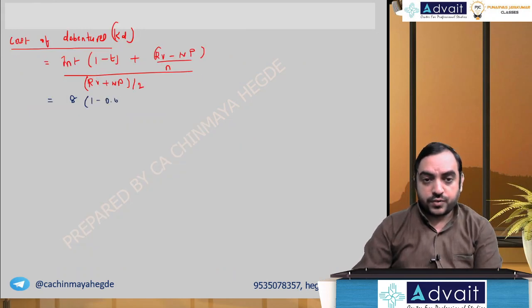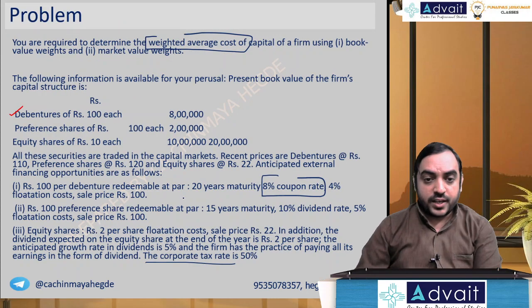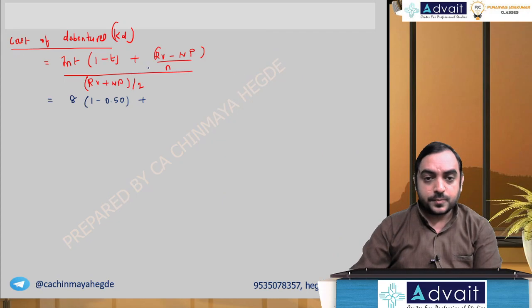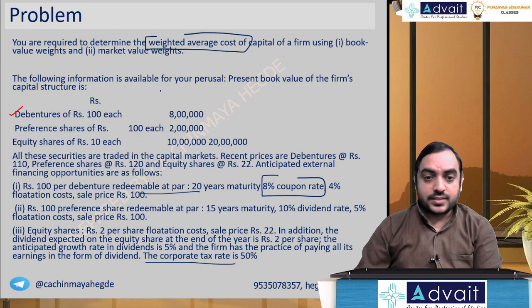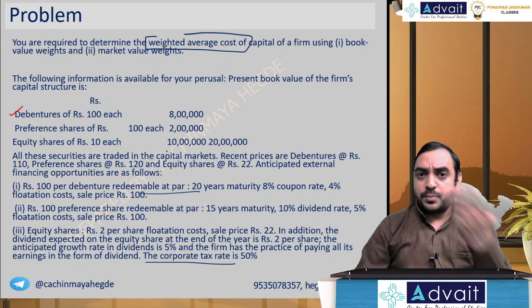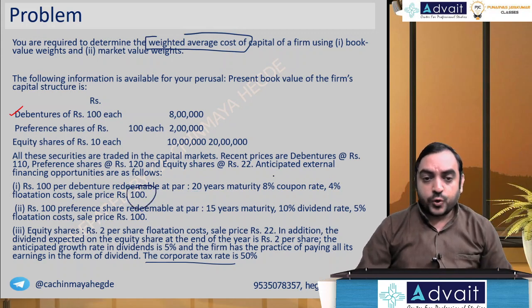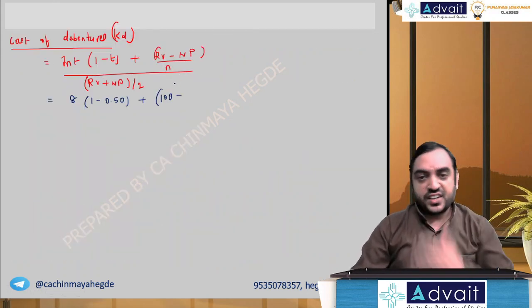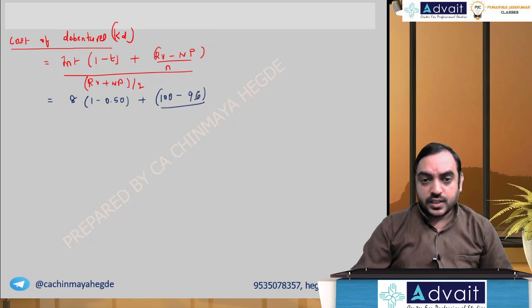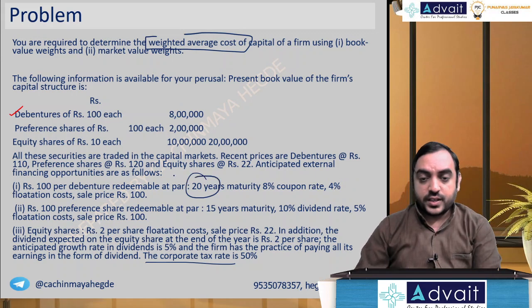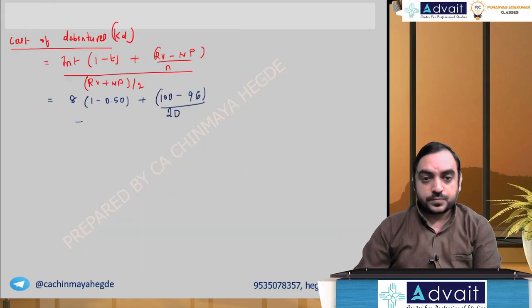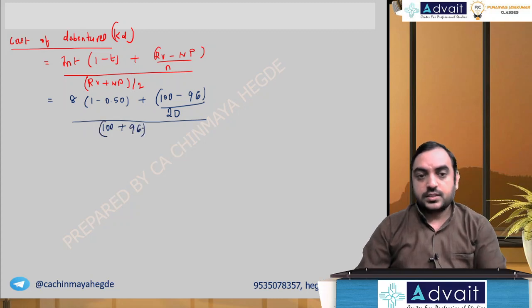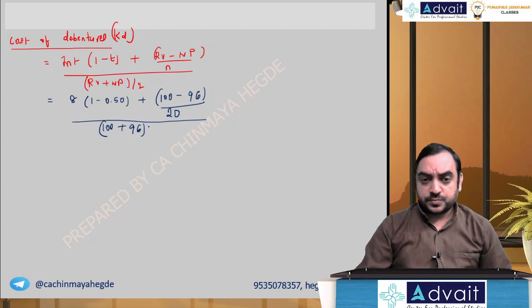So 1 minus 0.50, plus redeemable value. Redeemable at par; par means 100 rupees. Minus net proceeds. Net proceeds is the sale price, which means the issue price, 100, and 4% flotation cost. If I take 4 rupees out of 100, I get 96. Divided by the number of years, 20 years maturity, divided by 20. Whole divided by 100 plus 96, that is redeemable value 100 and net proceeds 96, divided by 2.